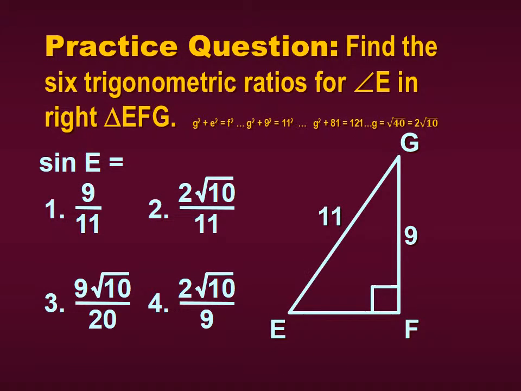Let's look at this practice question. We want to know what sine of angle E is. In order to get sine of angle E, we have to have the opposite over the hypotenuse. So opposite of angle E would be 9, and the hypotenuse is 11, which means our answer is option 1, 9 over 11. So for this problem, we didn't even have to solve for side G because it was not needed. We only needed the opposite and the hypotenuse.